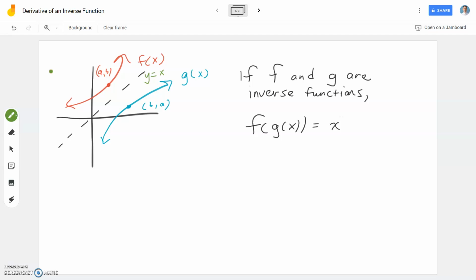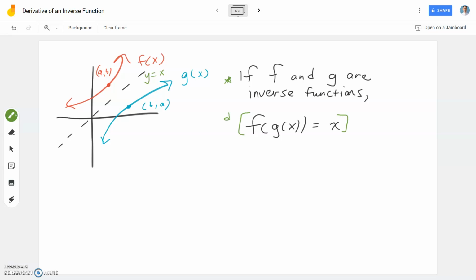Also, you probably learned in a previous course, like Algebra 2 or Pre-Calculus, that if f and g are inverse functions, then algebraically, if you form their composition, you're going to get x. This is true both of f of g of x and g of f of x. Either composition results in an output of x. And that's where we're going to start to connect this to calculus.